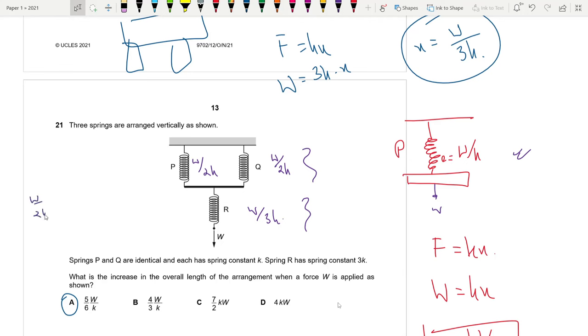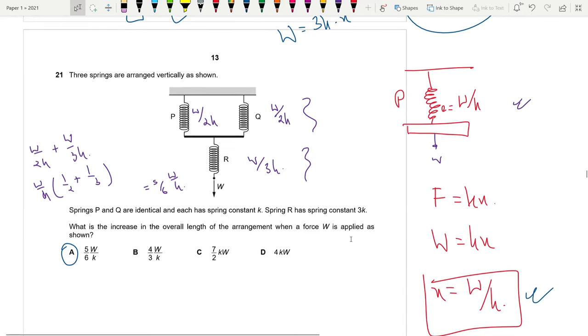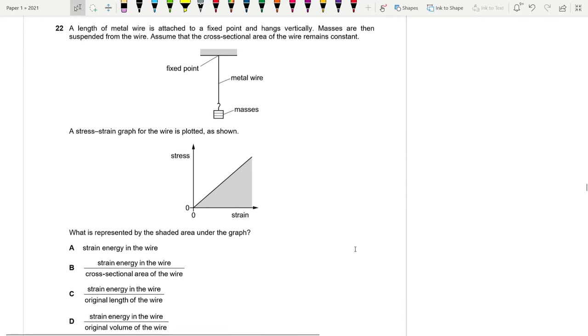So W by 2k plus W by 3k. Add this up. W by k, half plus 1 by 3. How much do we get? 1 by 2 plus 1 by 3. That's 5 by 6. We're getting 5 by 6 W by k. And the answer is A. Hopefully you guys get it. Moving on to 22.